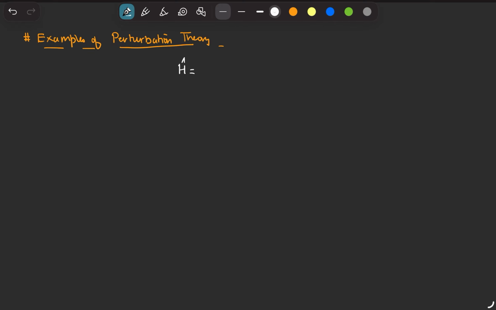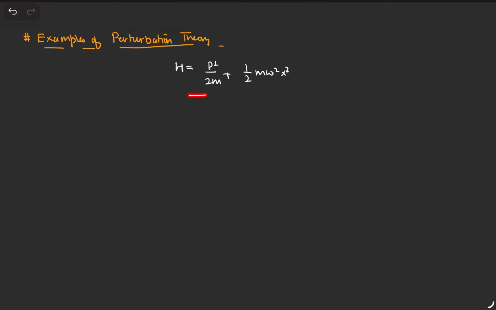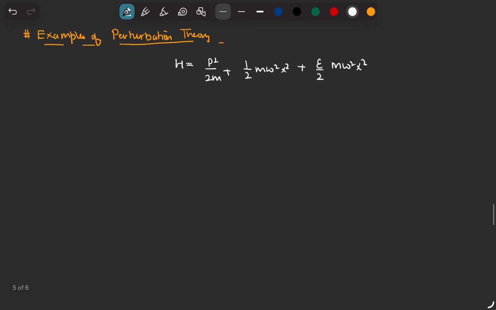So I have this Hamiltonian, p squared upon 2m plus 1 by 2 m omega squared x squared. Up to this point, this problem is exactly solvable. Now I will add a perturbative term, epsilon by 2 m omega squared x squared. It's not that this problem is now entirely non-analytical. Actually, you can still easily figure it out.